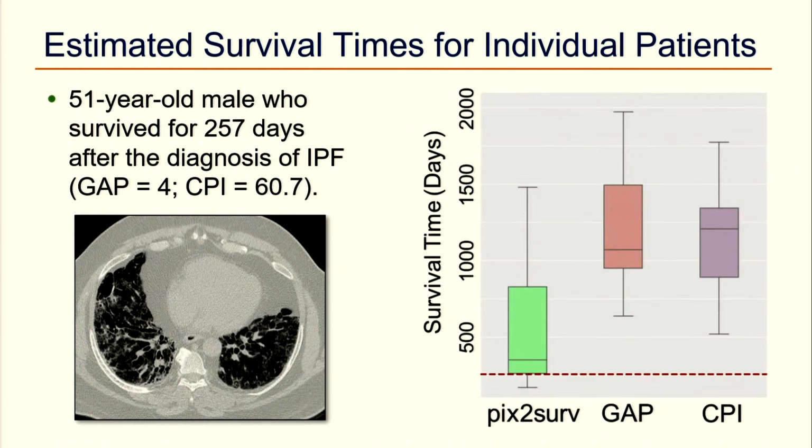This slide shows the estimated survival time of a 51-year-old male patient as boxplots, as estimated by the Pix2-Serv, the gap index, and the CPI by use of the patient-based bootstrapping. The actual survival time was 257 days, and it is indicated by the red dotted line. We can see that the median of the survival time estimated by the Pix2-Serv model is more accurate than those of the gap index and the CPI.